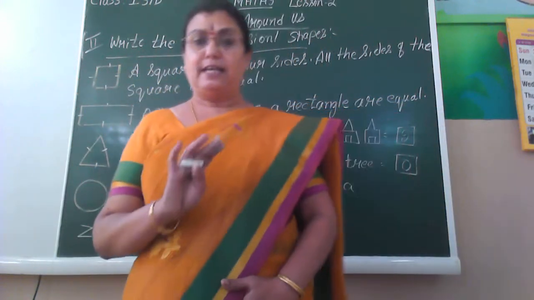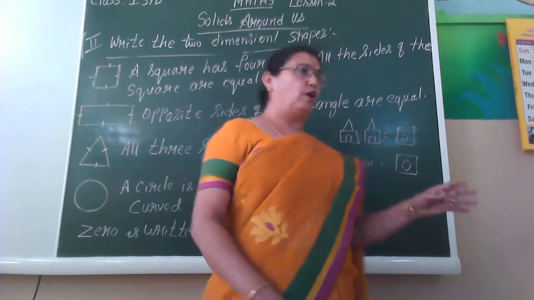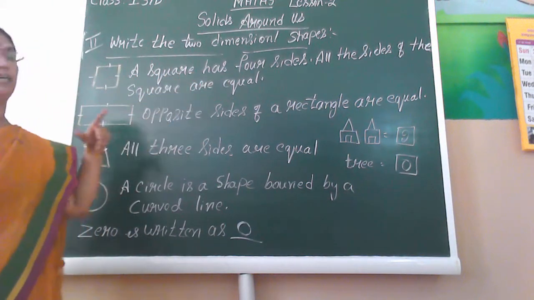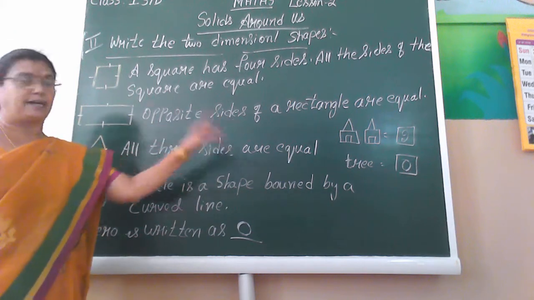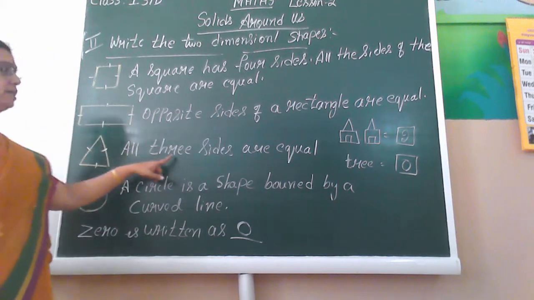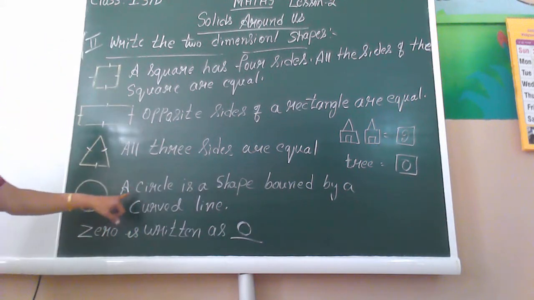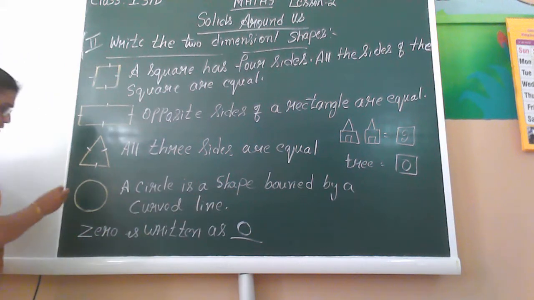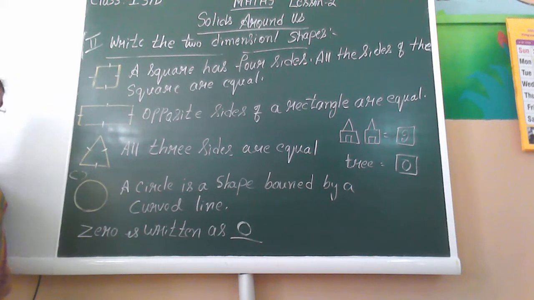Like this only. What about lesson 4? It is only about 0. So I will teach you in the next class, children. Try to learn all this: a square has 4 sides. All sides of the square are equal. In a rectangle, opposite sides of the rectangle are equal. All 3 sides of the triangle are equal. And a circle is a shape bounded by a curved line. If we join both the curves, it becomes a circle.